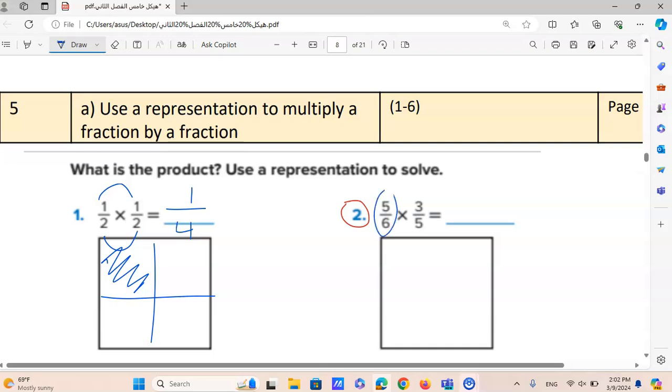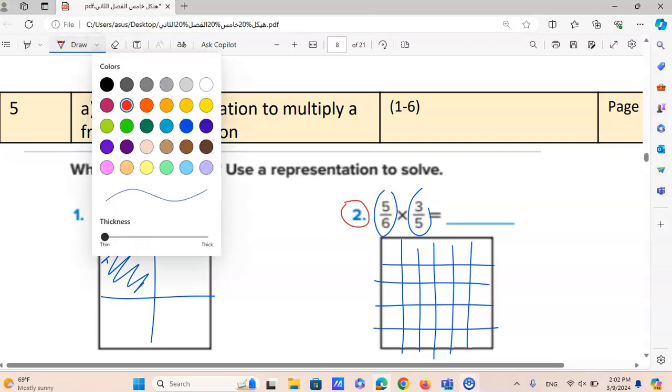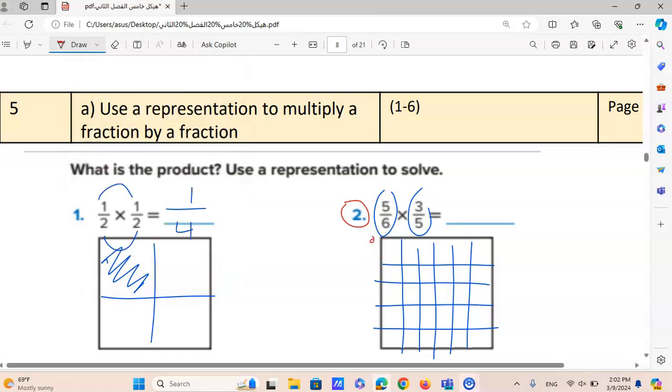How many do you need to make here? You have 6 parts, so you cut the figure into 6 parts and then take 5. So now I cut it into 6 parts: 1, 2, 3, 4, 5, 6. And across you cut it into 5 parts: 1, 2, 3, 4, 5. You start from a corner. I will show you how to use that with the red pen. I start from the corner.